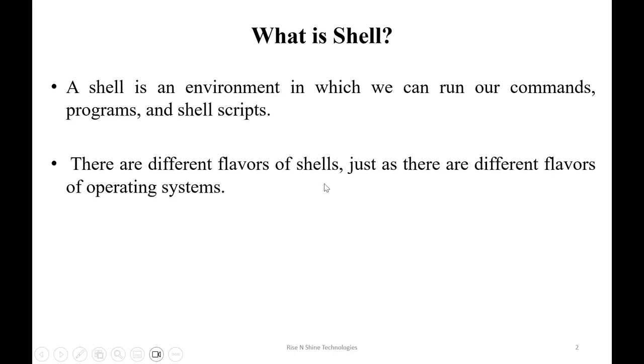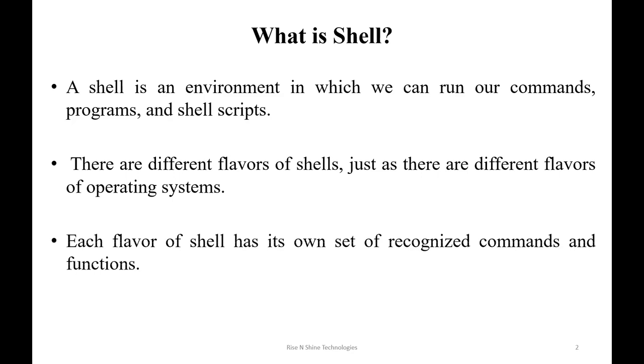There are different flavors of shells, just as there are different flavors of operating systems, like Linux, which is RHEL based or Debian based. Shells also have different types, and each flavor of shell has its own set of recognized commands and functions. But why do we have this difference? Suppose we quickly go through that: we have the C programming language, C++, Java, or Python. Why do we have all these programming languages?